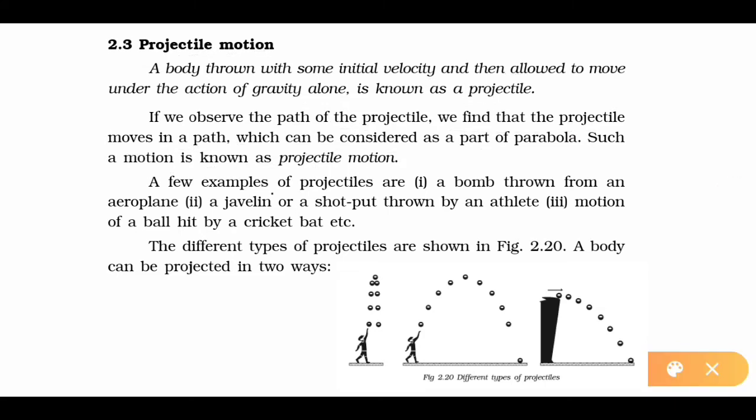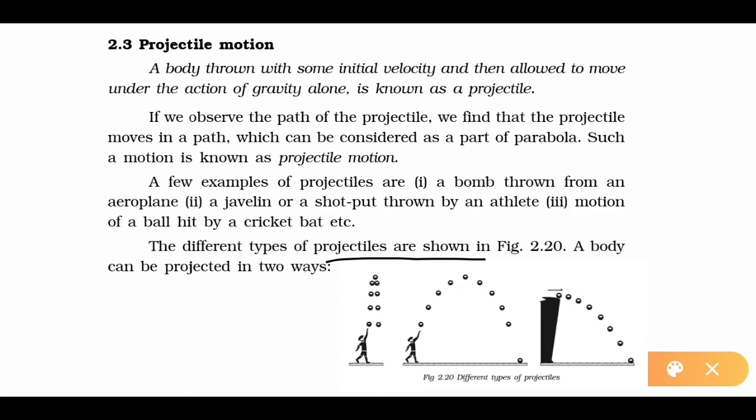A few examples of projectile motions are: a bomb thrown from an aeroplane, a javelin or shot put thrown by an athlete, and the motion of a ball hit by a cricket bat. These are the examples of projectile motion. The different types of projectiles are shown in figure 2.20.